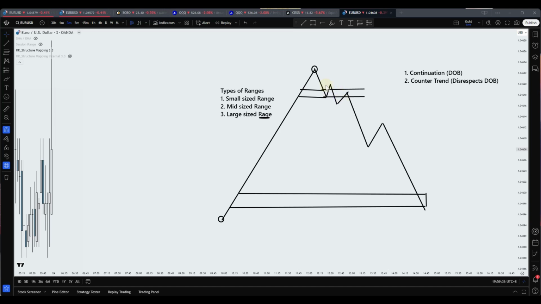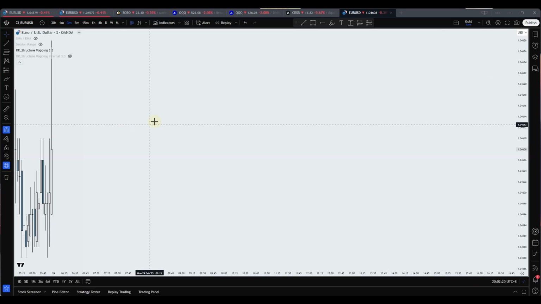So this is where you have to take some guideline from the moving averages. Let's go to the moving averages, and I will explain a little bit about moving averages, and then how, based on those moving averages, we will play this area, how we will play the continuation, or how we will play the disrespects of DOB. The moving averages are our guideline, but everything first starts with the ranges and then continuation or counter trend. Okay, so let's go to the moving averages.